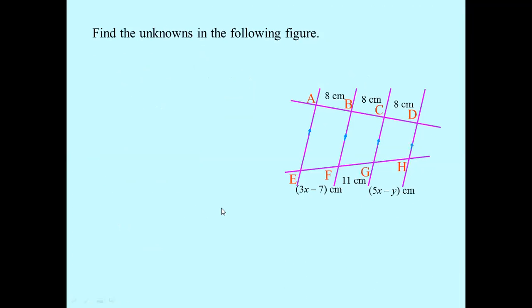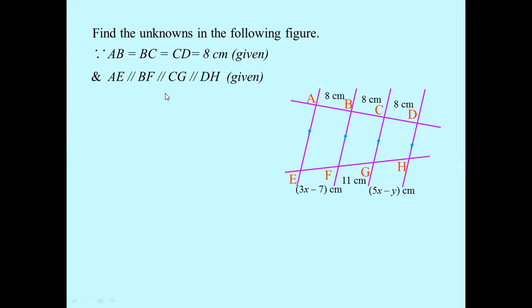Let's go to the third question. Here in the question, you can find some equal lengths, say as the x cm, and also some parallel lines. So let's state these given conditions. And this time, by the intercept theorem, we can draw the conclusion that the lengths below are all equal, which is 11 cm long. Hence, we set up the equation 3x minus 7 is equal to 11. So we can find the unknown x is 6.